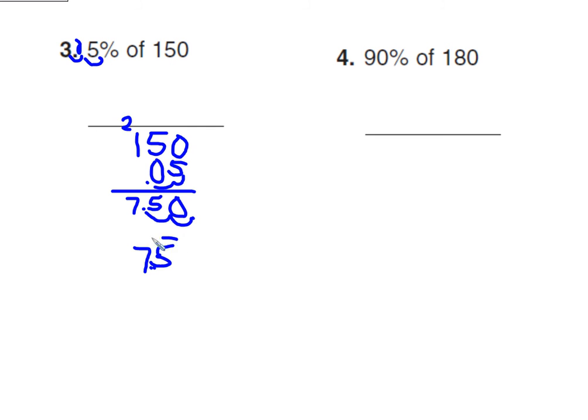That's 7 and 5/10. So let's look at 90% of 180. Let's convert 90% to a decimal: 0.90. Now we were talking about how 9/10 is the same as 90 hundredths.